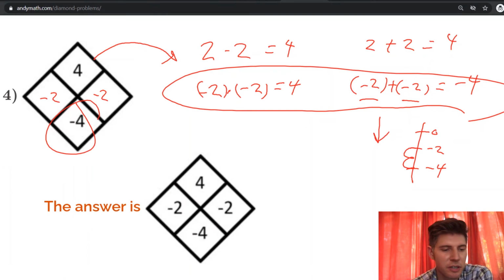So we just listed everything that multiplies by 4, and it took some creativity to recognize that negative 2 times negative 2 would also give us positive 4.